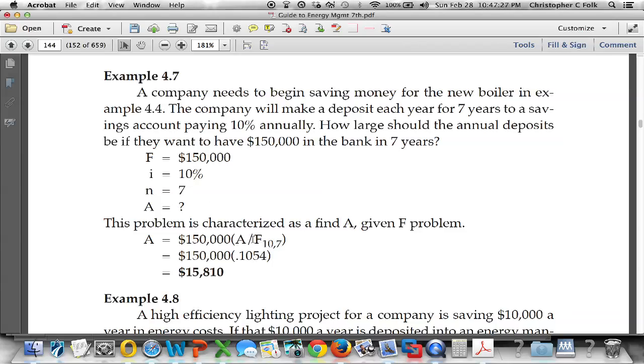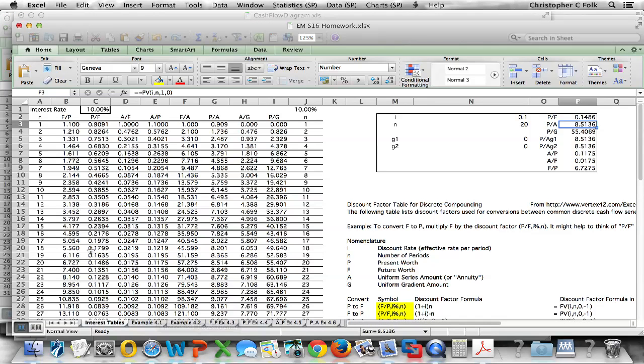So this is find the annual amount if I know that a future amount is going to be $150,000. If I need 150,000, how much do I need to put away? So this says find A given F. All right, find A given F. Let's go back to our tables. Okay, find A given F.